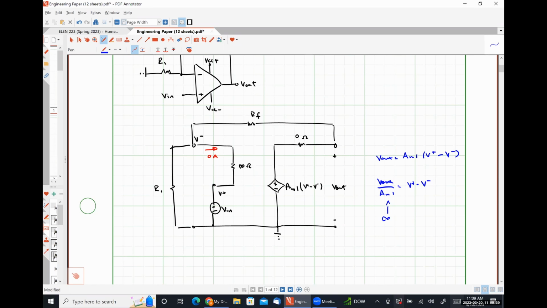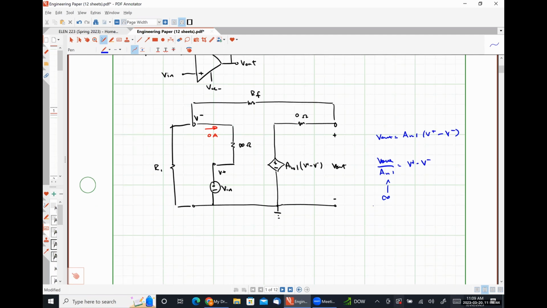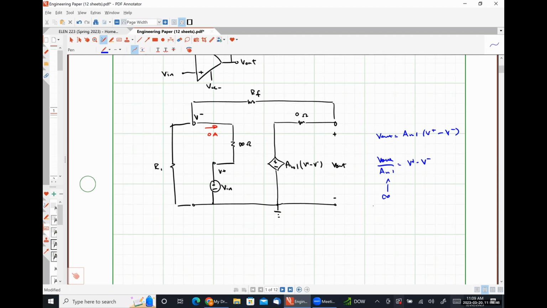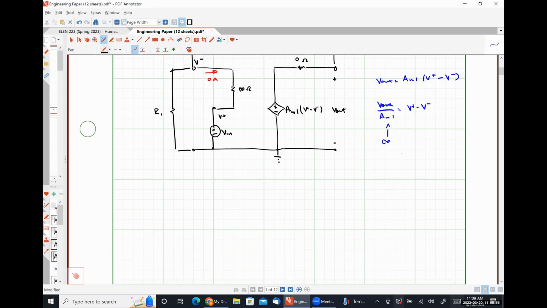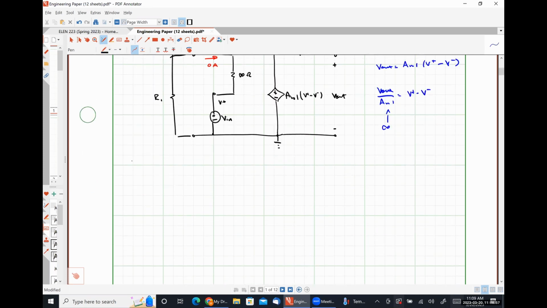So just to let you guys know where these rules came from, the application of these rules allows us to analyze any single stage op-amp circuit with effectively 3 simple steps, right? So our first step, let me write this here real quick. Negative feedback op-amp analysis.